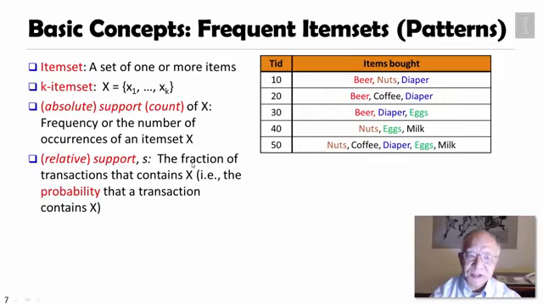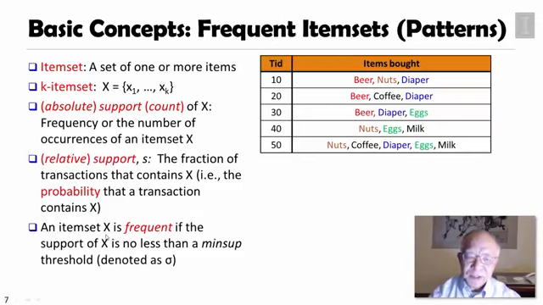That means the fraction of the transactions. For example, there are a total of 5 transactions, 3 of them contain beer, so the relative support is 3 over 5, or you can say 60%.